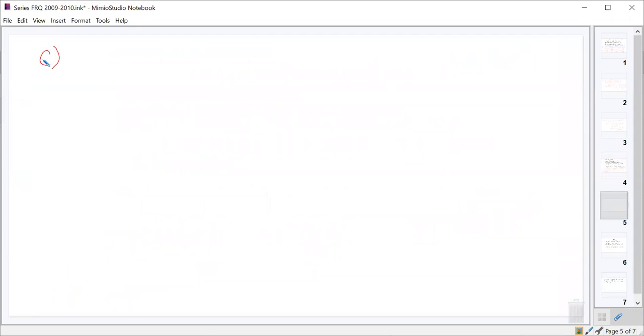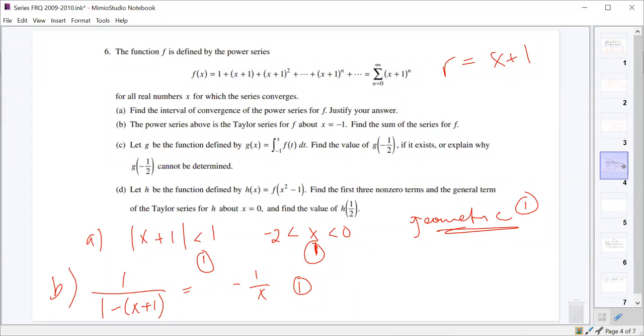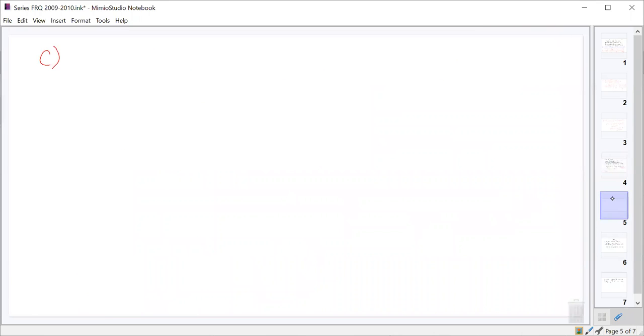All right, part C. This sounds very similar to the one you guys did yesterday, huh? We had to do an integral? Yeah. So g is the integral from negative 1 to x of f of t. We want to find g of negative 1/2. So g of x is the integral from negative 1 to x. And what are we looking for? G of negative 1/2.